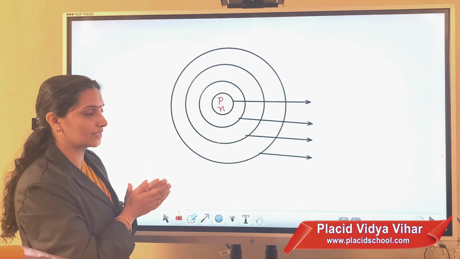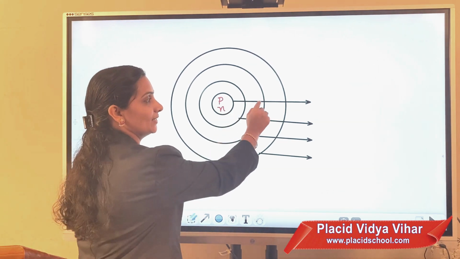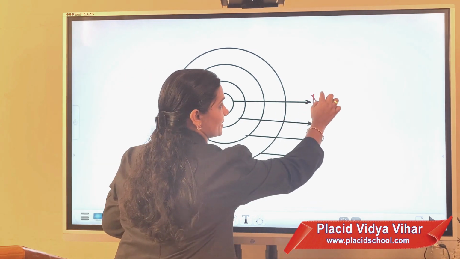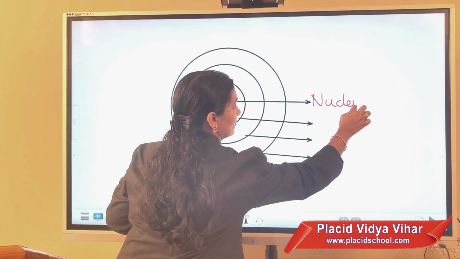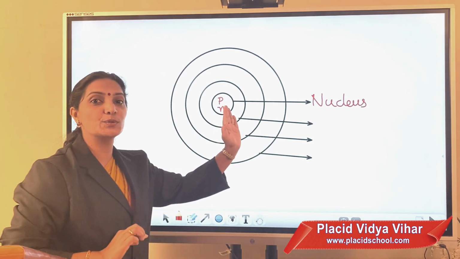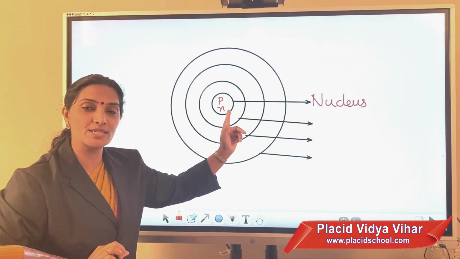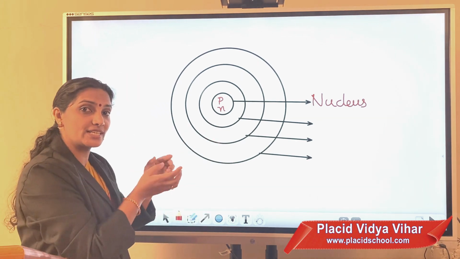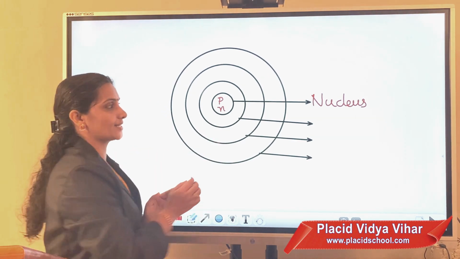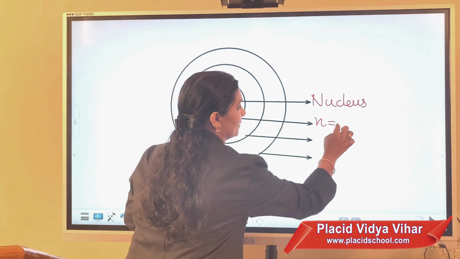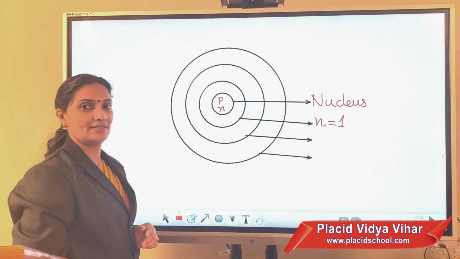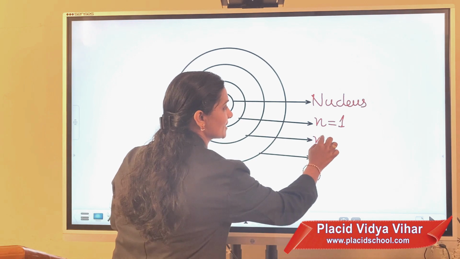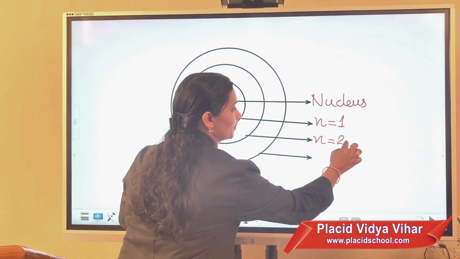Let us write the number here. What is this one? This one is the nucleus. This is the nucleus where protons and neutrons are present. The first shell, that means the shell which is closer to the nucleus, is numbered as 1. The second shell is numbered as 2.